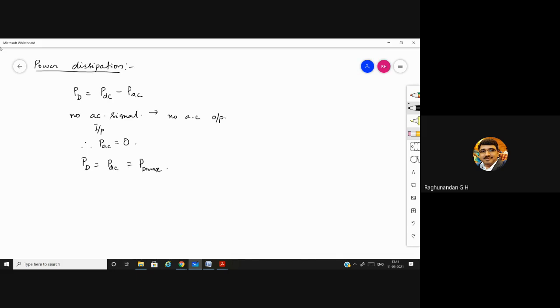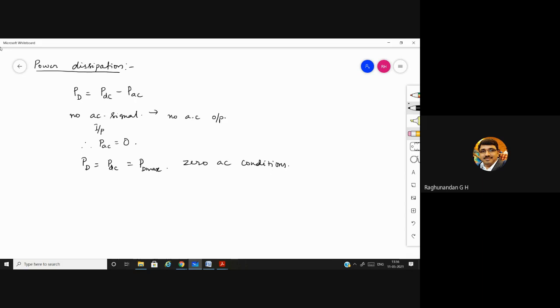power dissipation. That means whenever you are switching on the power amplifier but you are not giving any input signal, during that time whatever DC power exists will itself be dissipated in the form of heat. So in other words, the entire DC power will be dissipated in the active device when the transistor is operated under zero AC conditions.